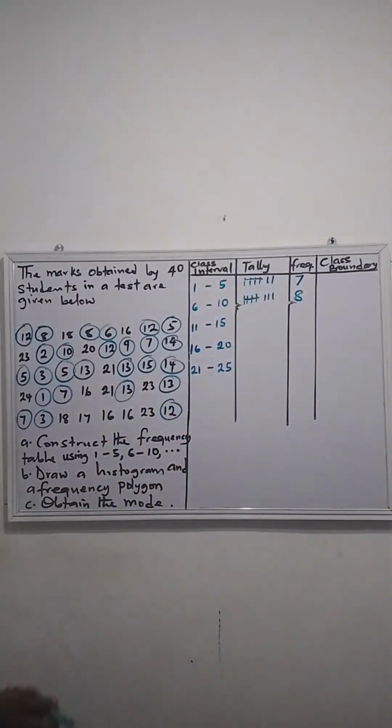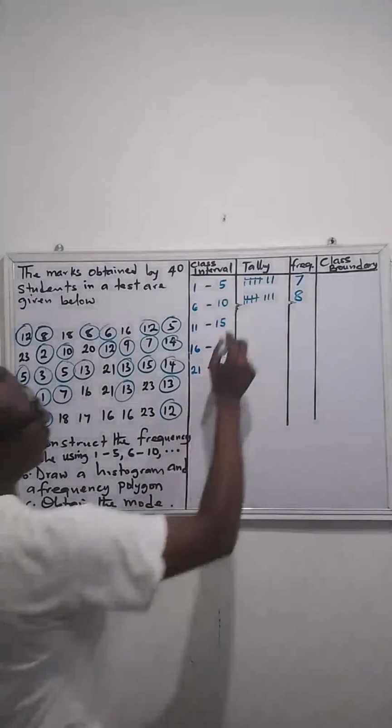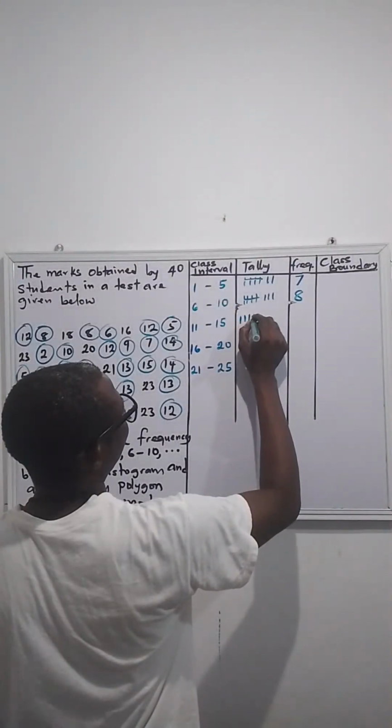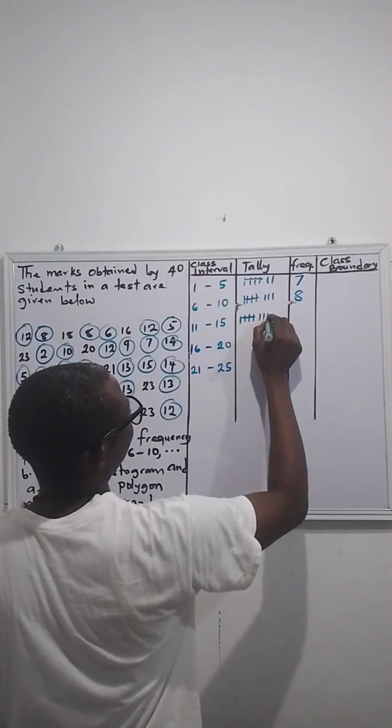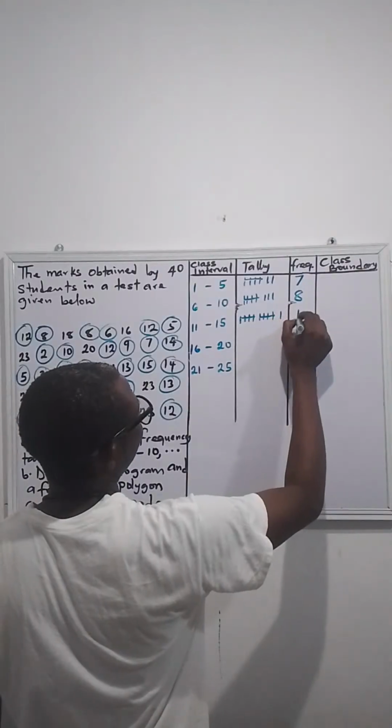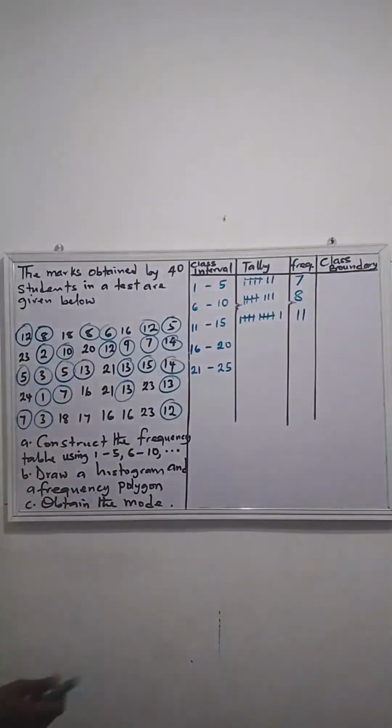So we have 11. So 11: 1, 2, 3, 4, 5, 6, 7, 8, 9, 10, 11. So we have 11 here. Okay, so the next one is 16 to 20. And let's look at it, 16 to 20.